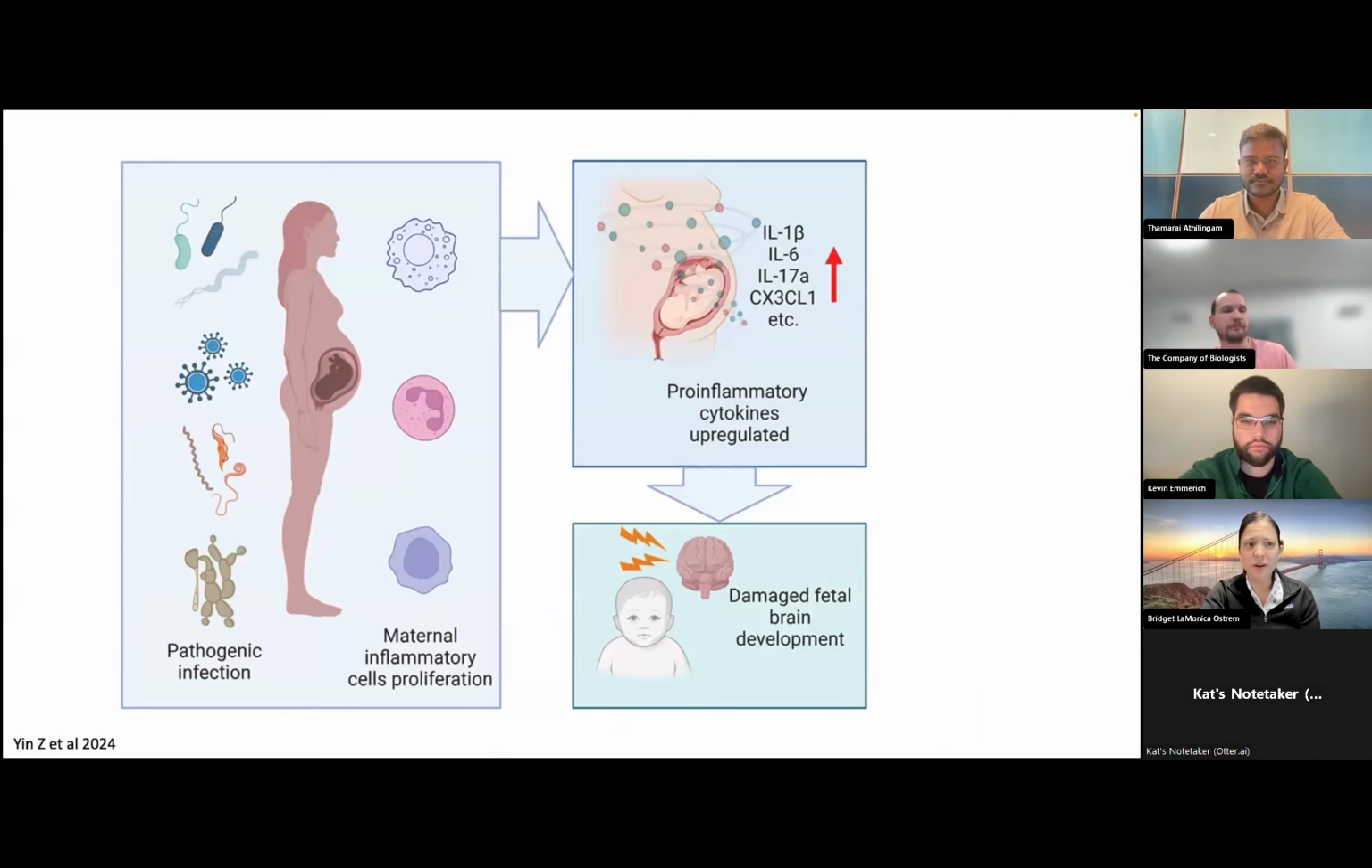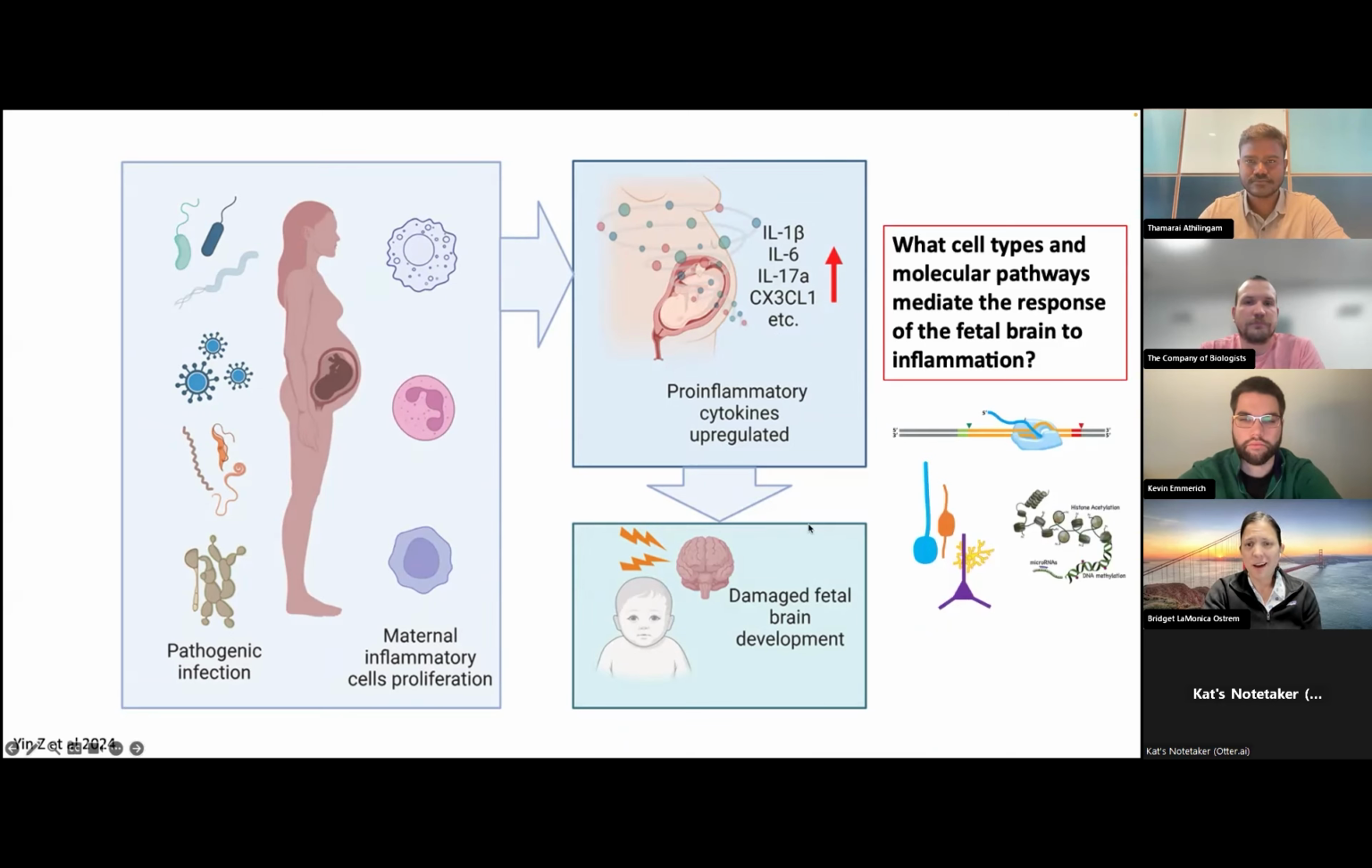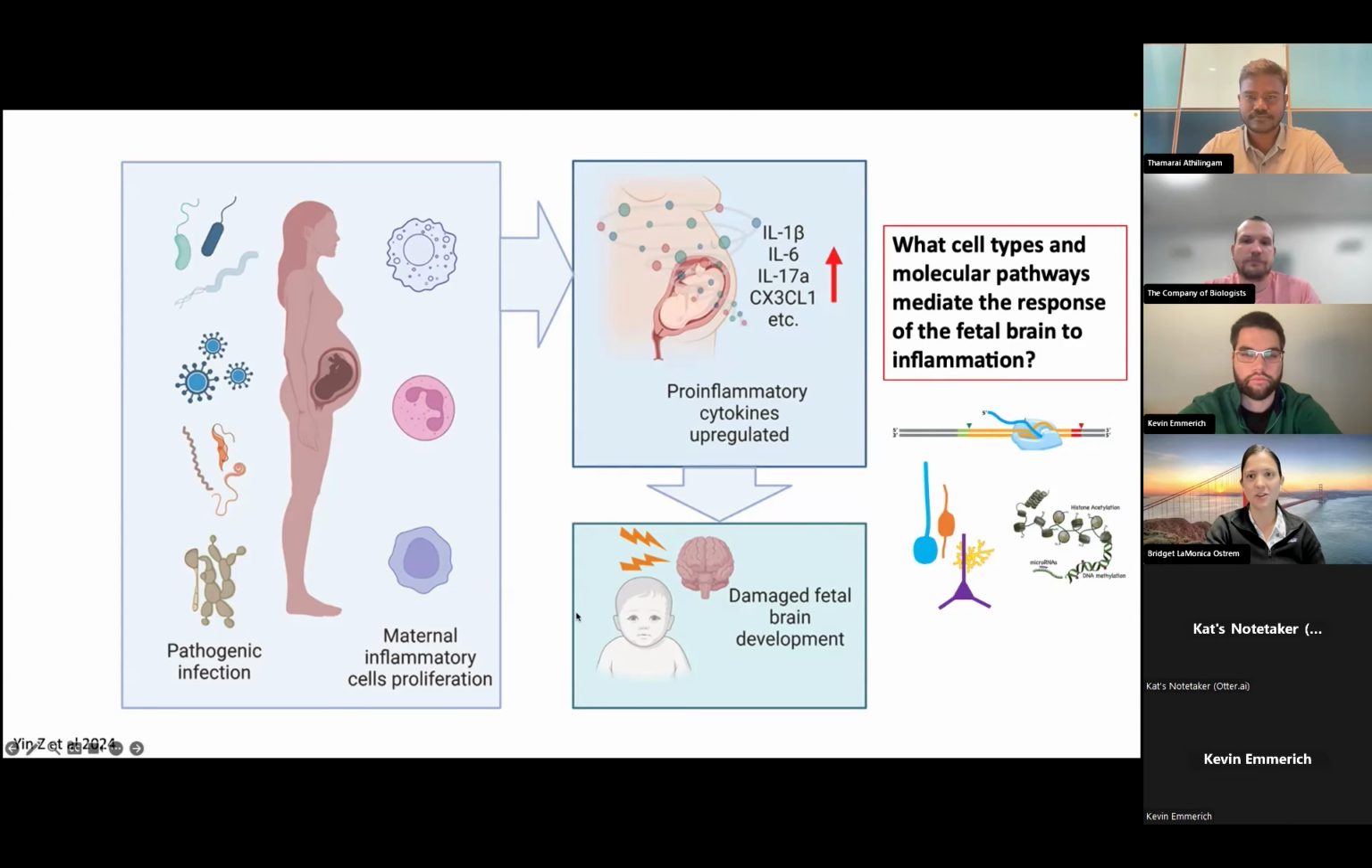So what we do know is that in the setting of maternal infection or inflammatory processes, there is a cytokine cascade that occurs, with pro-inflammatory cytokines upregulated in a pregnant person, and that this results in alterations to fetal brain development. So the question that I sought to answer, and that we hope we got a little closer to with this paper, is: what are the cell types and molecular pathways that mediate the response of the fetal brain to inflammation?